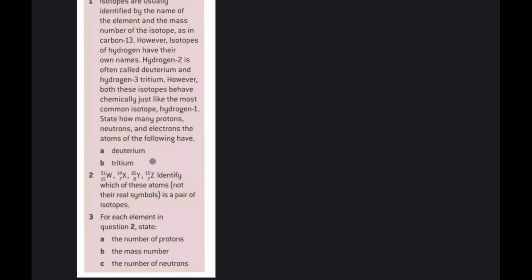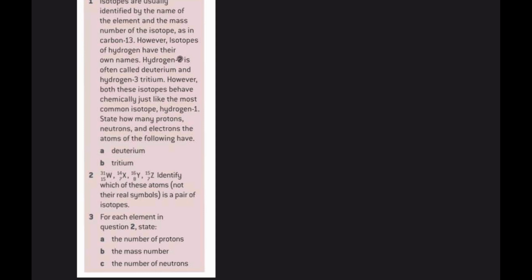Well, the first thing I want to highlight is the matter of this -2 and -3, as in carbon-13. Basically what that means is, for hydrogen-2, that literally means we're looking at an isotope of hydrogen which has a mass number of 2. So its number of protons plus its number of neutrons is equal to 2.